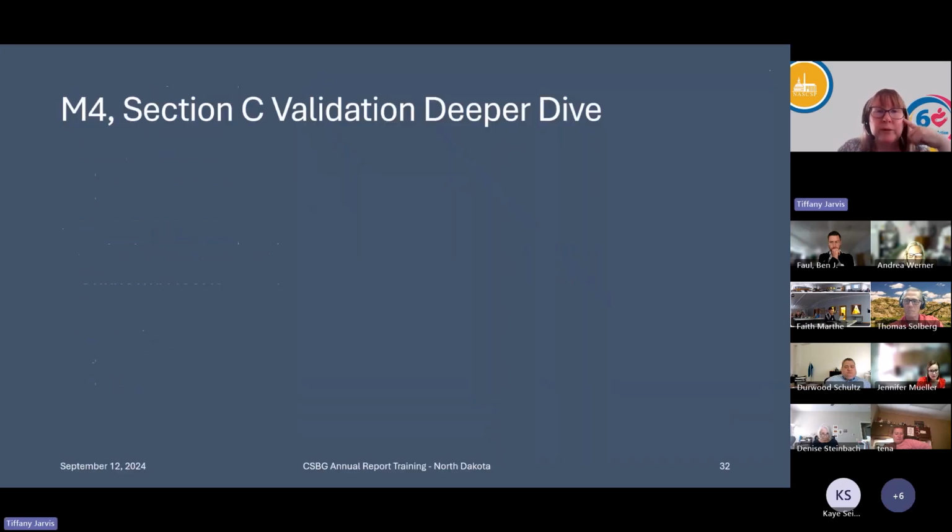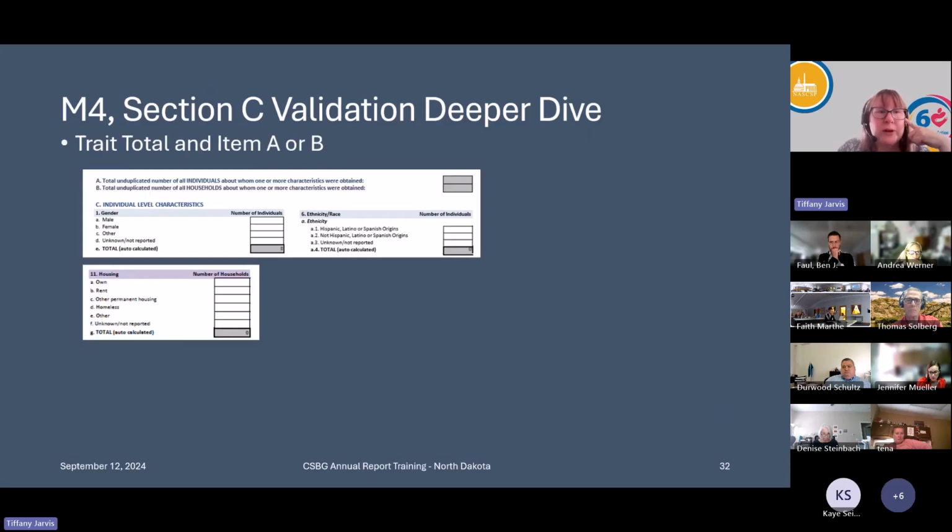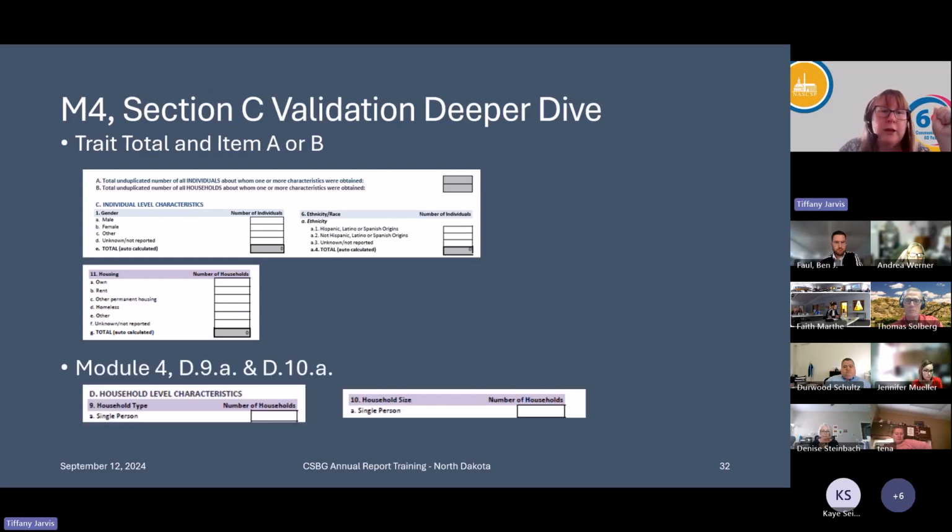So services and FNPIs. A deeper dive really quick. Trait total and item A and B. We kind of talked about that. And so there's a couple examples where the trait total should equal item A if it's an individual one, and should equal item B if it's a household one.